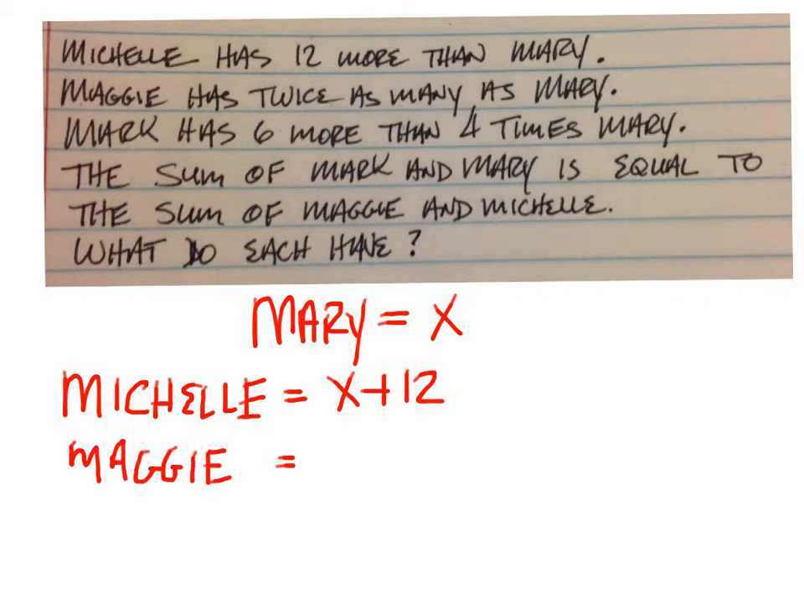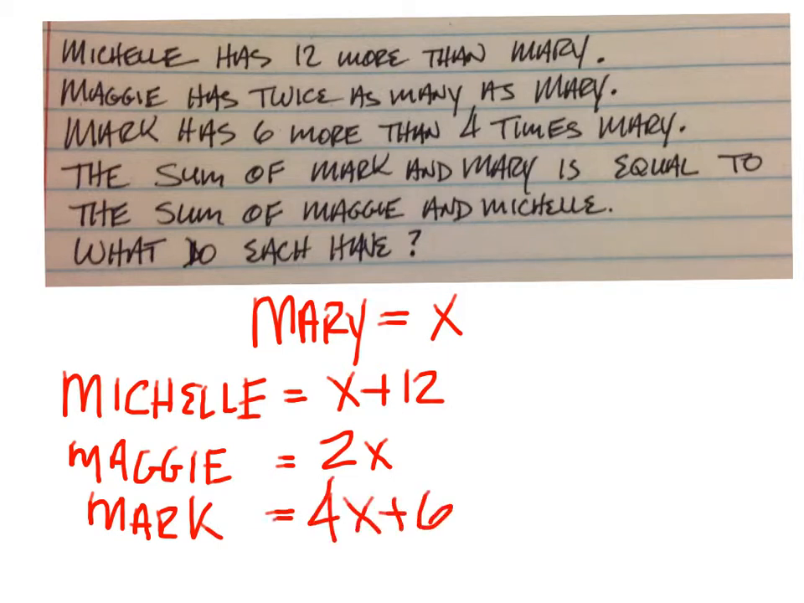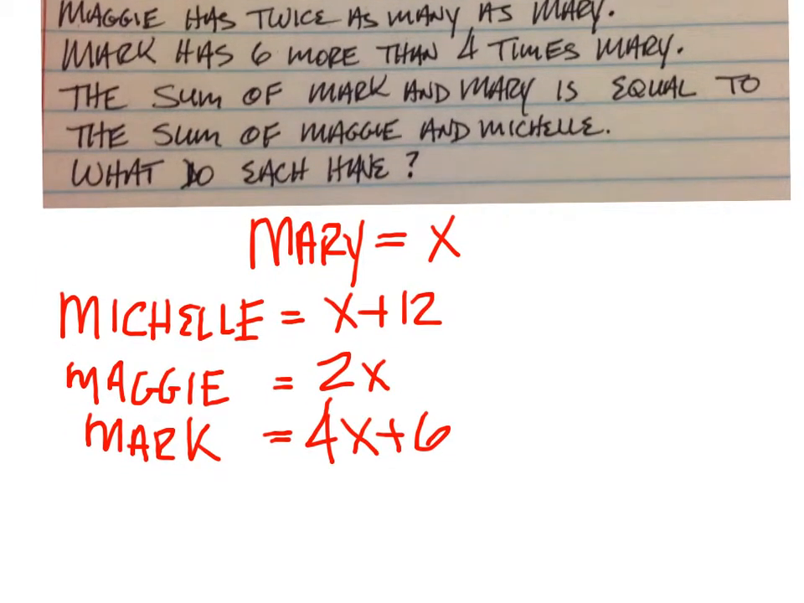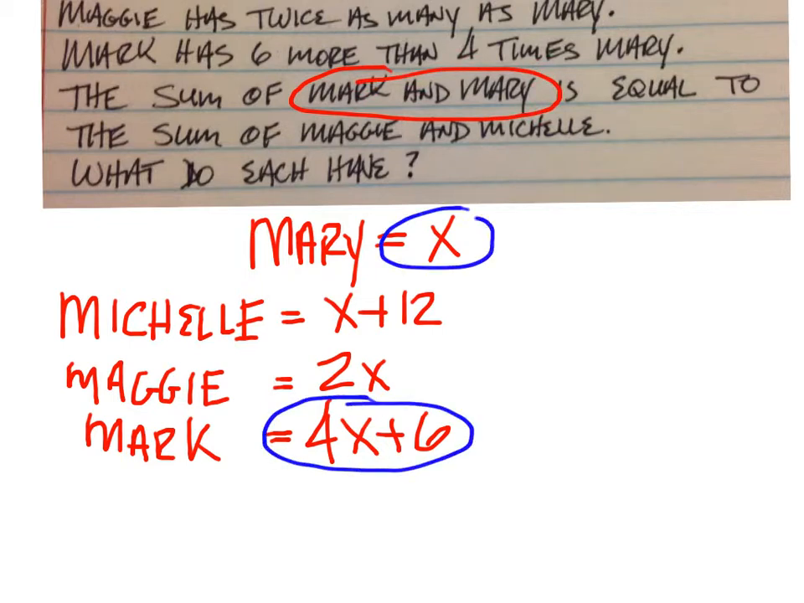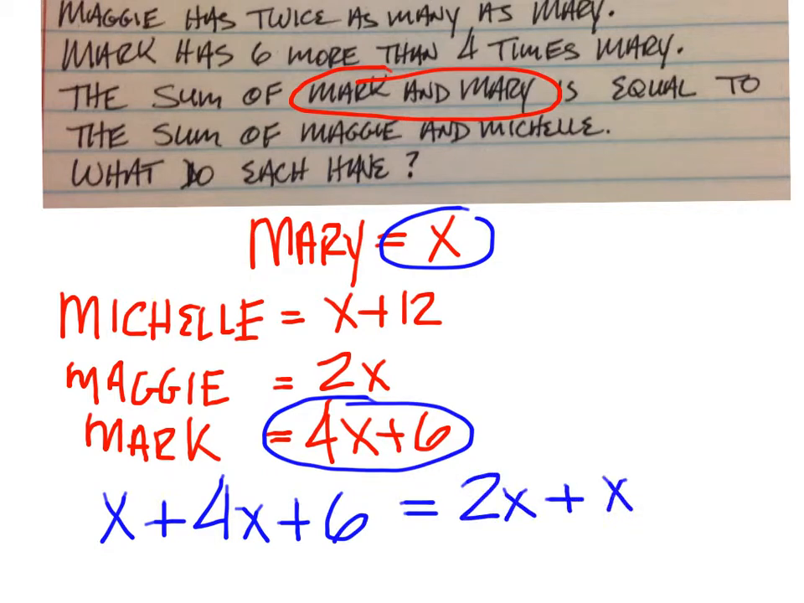Maggie has twice as many as Mary, so that's 2x. And Mark has 6 more than 4 times Mary, so that's 4x plus 6. Now the sum of Mark and Mary is what we're looking for. Here's Mark, and here's Mary. So that's x plus 4x plus 6, and that's equal to the sum of the other two, 2x plus x plus 12.